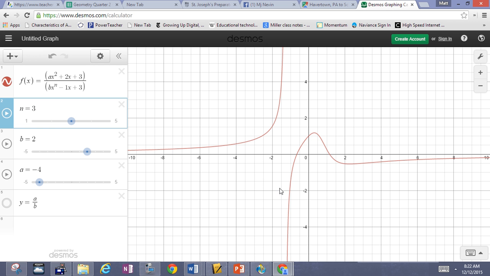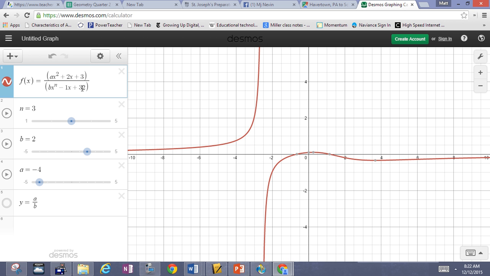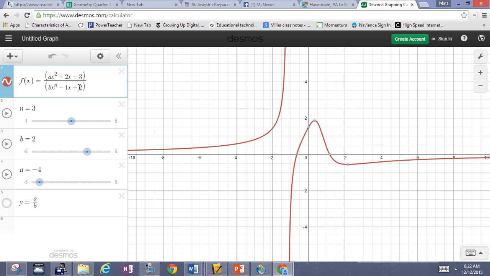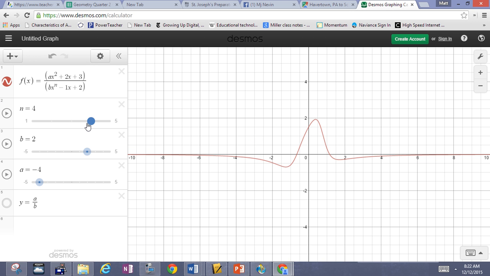So in here you can see that the function is heading for the x-axis, which is the horizontal asymptote. I can change other aspects of this, which will change the function entirely, but that portion of the horizontal asymptote will remain the same. Okay, I can increase the power in the denominator. Now we have fourth power in the denominator.